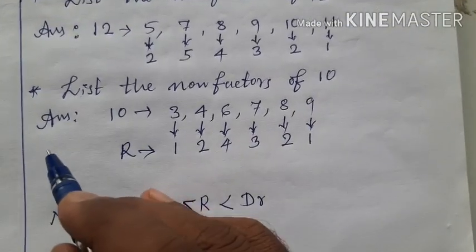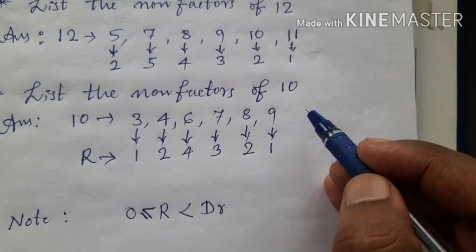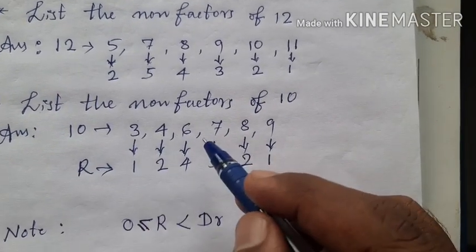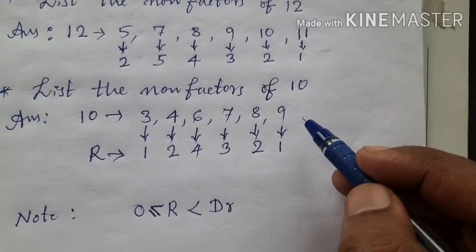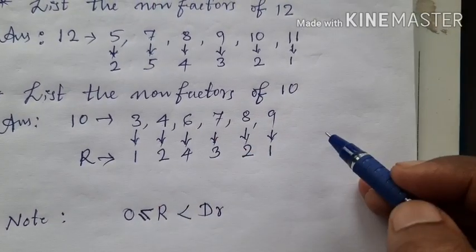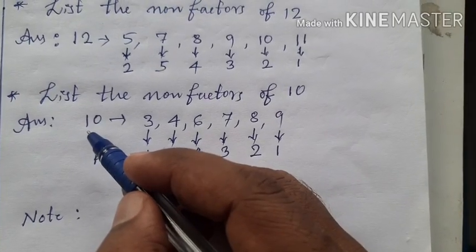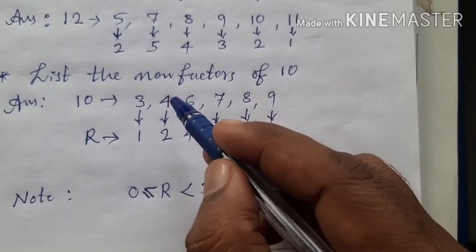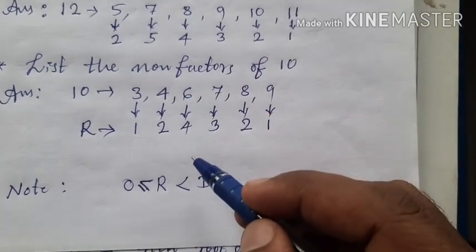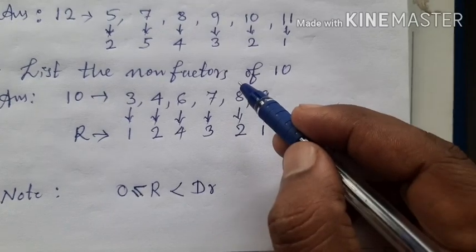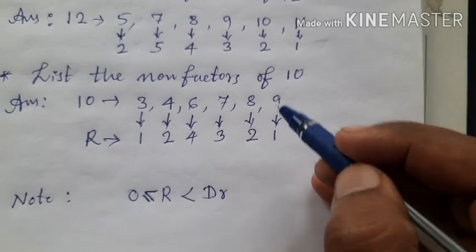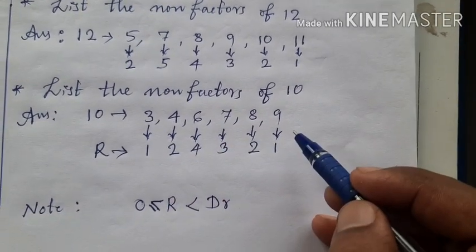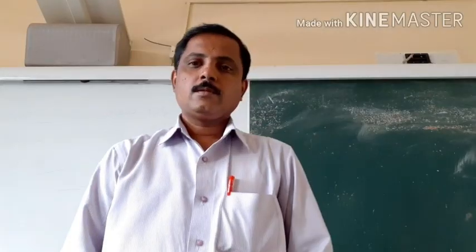One more example. List the non-factors of 10. Here the given number is 10 and its non-factors are 3, 4, 6, 7, 8, 9. Because if we take these numbers and divide the number 10, they will not leave the remainder 0. 3 leaves the remainder 1, 4 leaves the remainder 2, 6 leaves the remainder 4, 7 leaves the remainder 3, 8 leaves the remainder 2, and 9 leaves the remainder 1. That is why these numbers are the non-factors of 10.